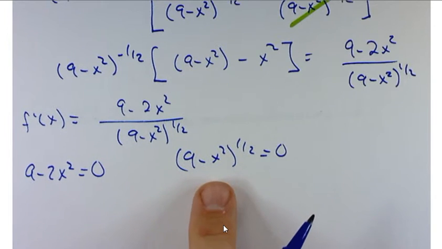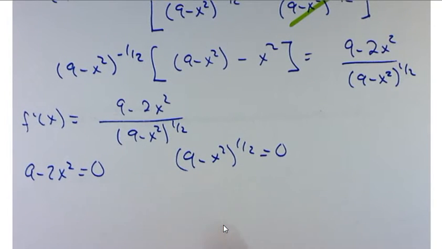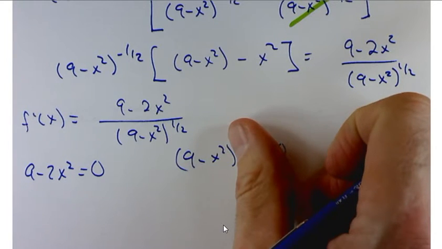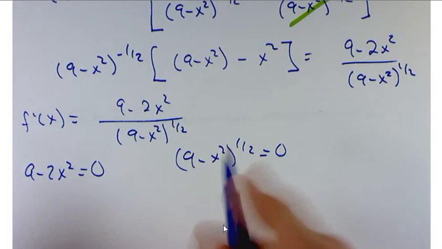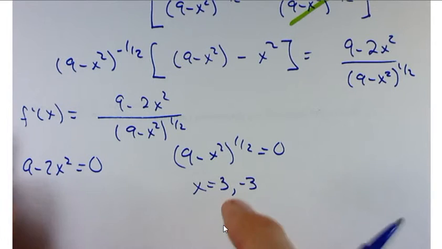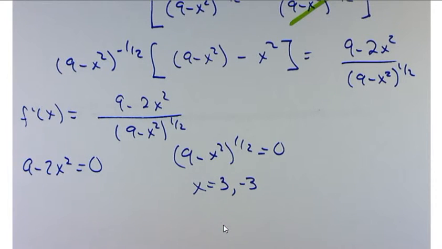Yeah, 3 and -3. But those are at the edges of your domain. You're not going to get any change of sign at the edge of your domain. So we're going to ignore these. I'm not going to worry about those. The ones that we're worried about are right over here.